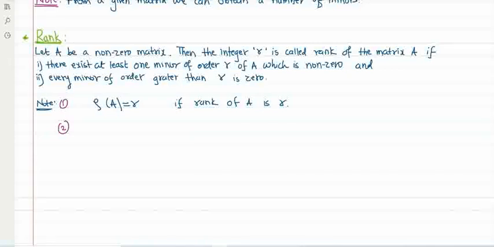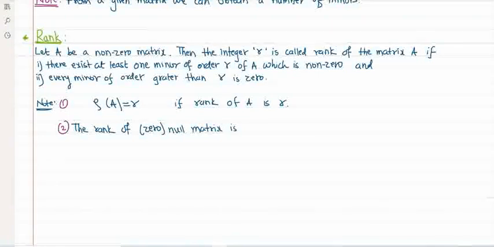If suppose the matrix is zero, then what should be the rank? All elements are zeros. The rank of a zero matrix, which we also call a null matrix. Can anyone guess what will be the answer? Because a minor which is non-zero does not exist. So every minor of order 1, order 2, order 3 is equal to 0. What should be the answer?